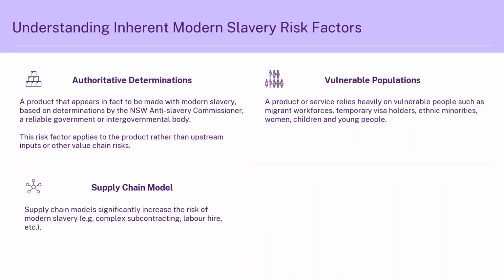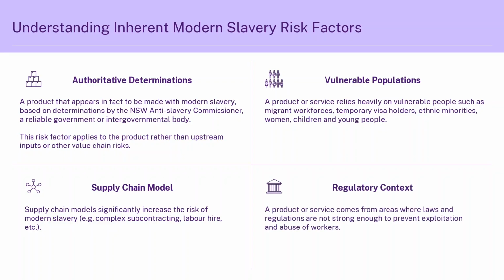The regulatory context risk factor is triggered when a product or service comes from areas where laws and regulations are not strong enough to prevent exploitation and abuse of workers. Examples include high risk of bribery or corruption linked to modern slavery, barriers to effective auditing and corporate reporting, and restrictions on free association, organisation, and expression.